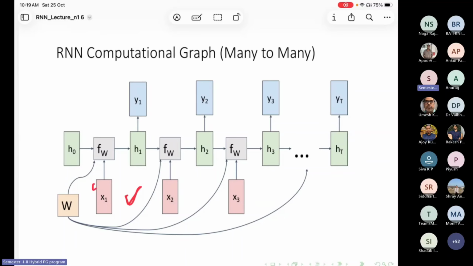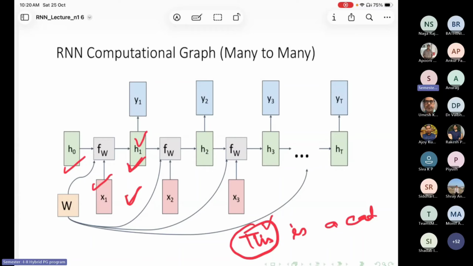So you give x1 and h0, get h1, and you know that in h1 you have the aggregated information of x1 and the previous state. If I say "this is a cat", first I see "this", and the past is nothing. Just with the help of this, I generate h1, and then I get the output. The output could be generating the next word, or it could be the class. Just take it as a hypothetical problem, and then I have to go further.